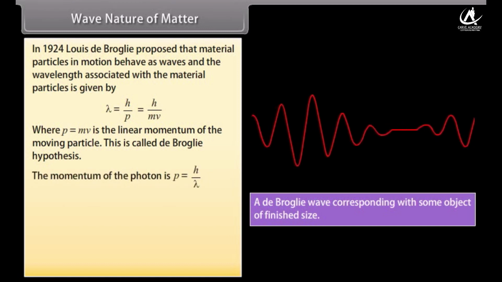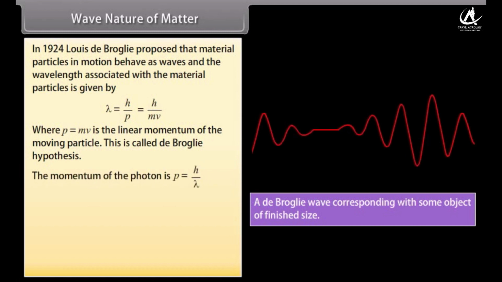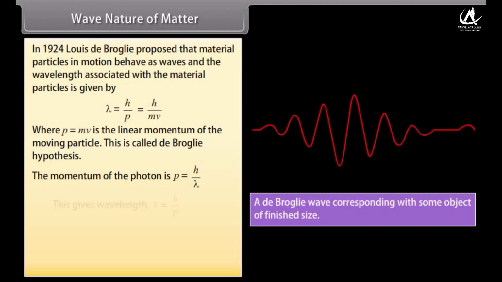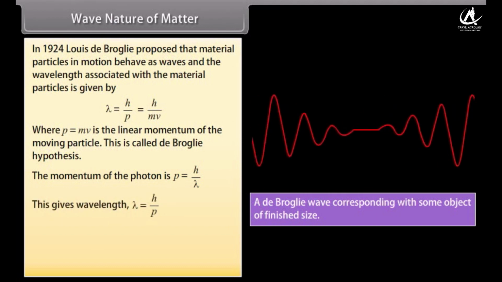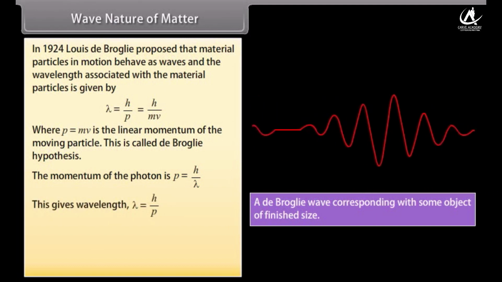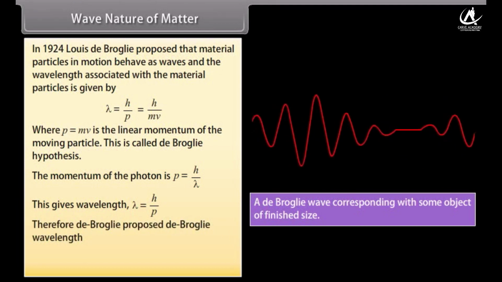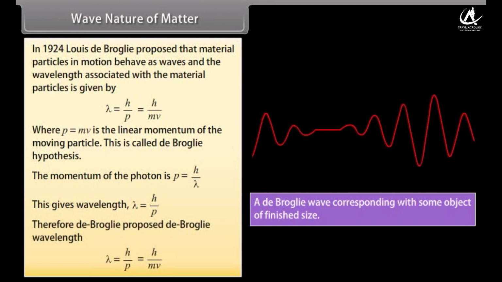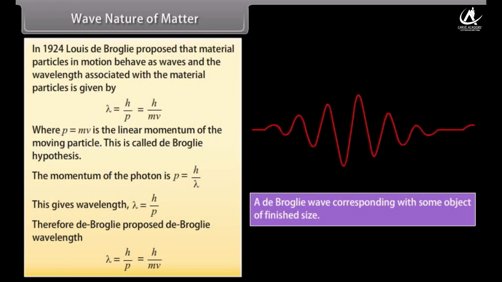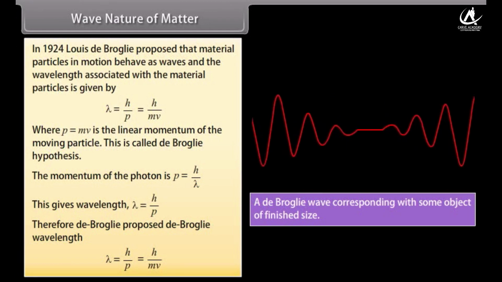The momentum of the photon is p = h/λ. This gives wavelength λ as h/p. Therefore, de Broglie proposed the de Broglie wavelength λ = h/p = h/mv.